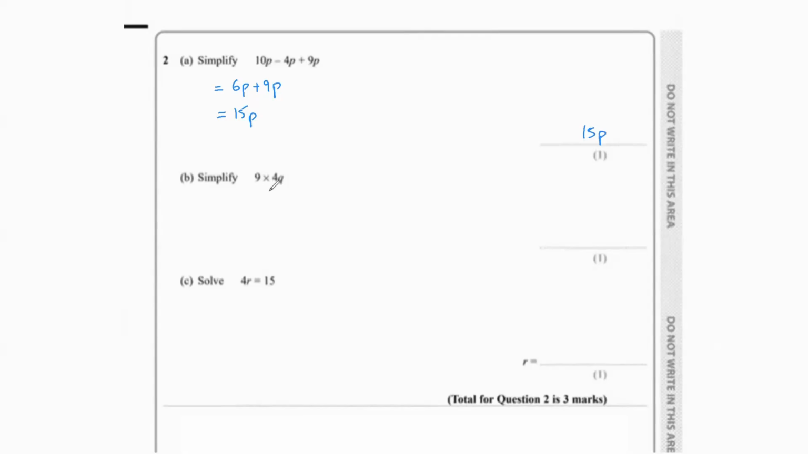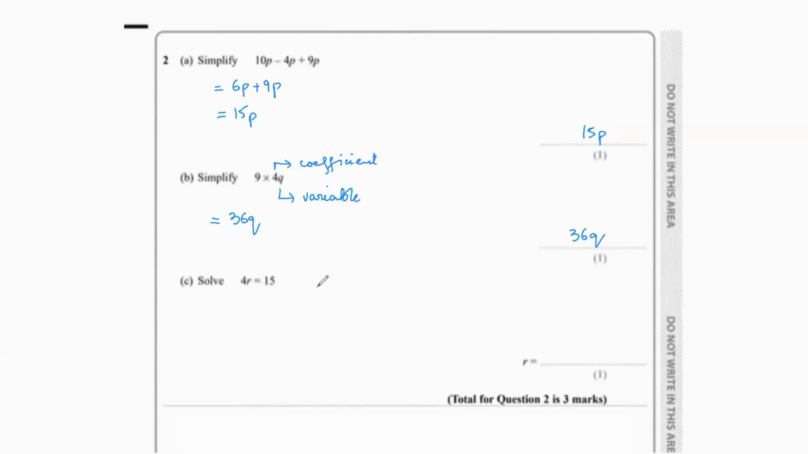Then simplify 9 times 4q. So we're multiplying 9 with 4q. So whenever we're multiplying a variable with a number, whatever the coefficient of the variable is, 4 is your coefficient and q is your variable. So we will multiply 9 with the coefficient. So 9 times 4 is 36. So 36q is your answer.